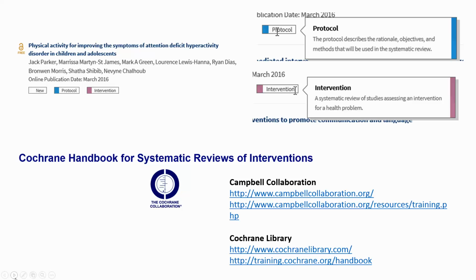Both sites also provide information about how to undertake a systematic review. For example, Cochrane provides free access to their handbook, and the Campbell Collaboration provides some training materials.